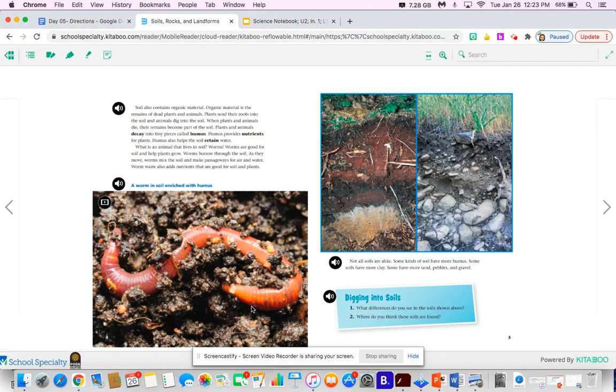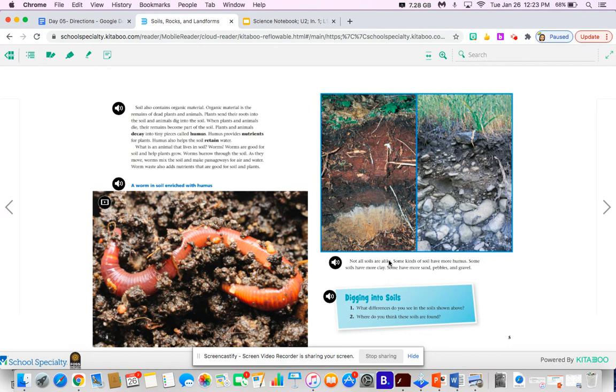So as we can see in this picture right here, this is a worm in soil. And this picture over here is representing two different types of soil. So up here is the above layer of the ground, and then this is what it looks like underground. Okay, let's look at the caption right here.